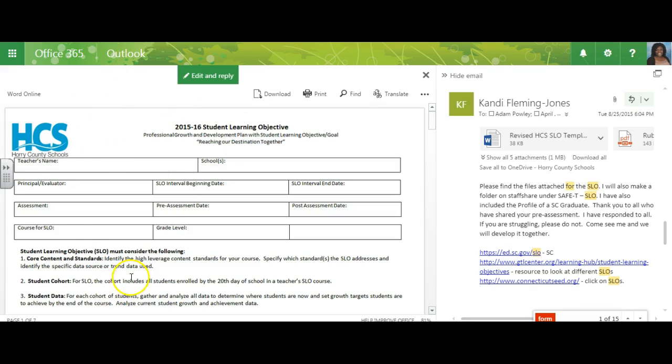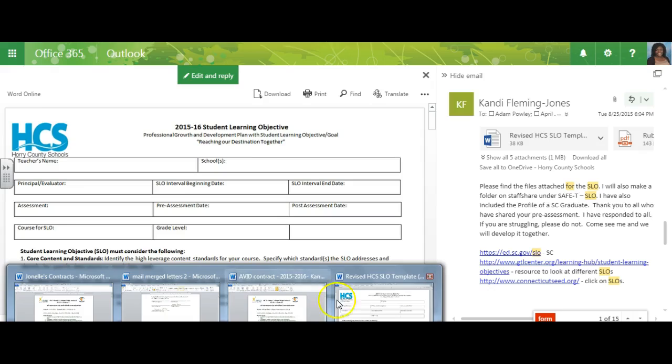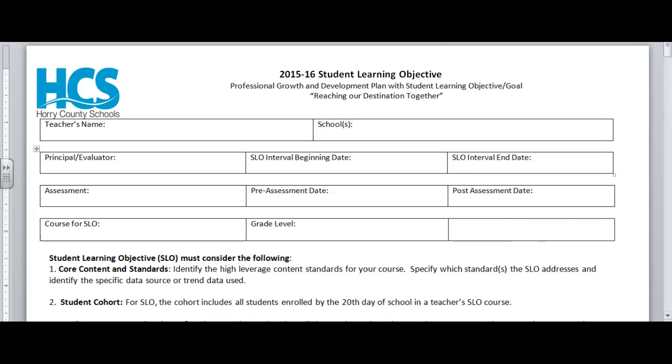All right, so I'm going to go to the template here, and the first part is the SLO template. Of course, you can have your name, the school, your course. The course for your SLO needs to be the course that has the most students. So for example, let's say you were teaching driver's ed and you were teaching AVID. And let's say you had 10 students in AVID and 15 students in driver's ed, then your SLO will be on driver's ed. So it's whatever class has the most amount of students.